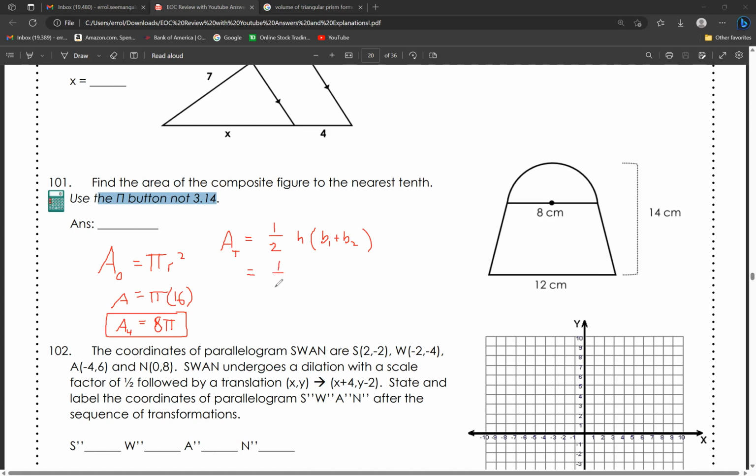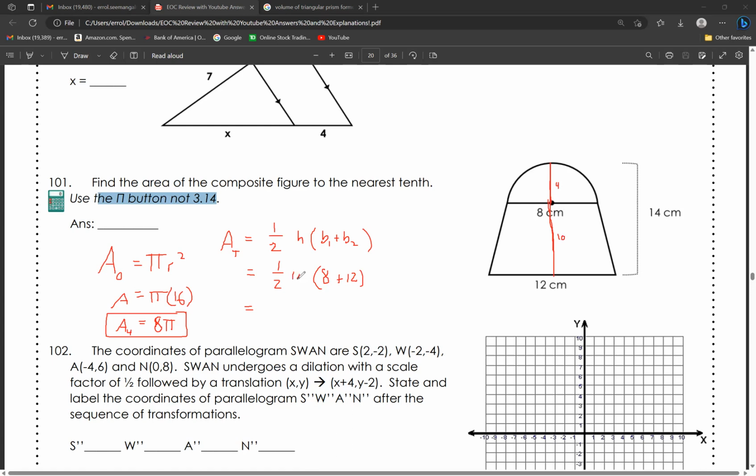All right, so half, base 1 plus base 2 is 20, right? 12 plus 8. Let me write the whole thing. Base 1 is 8 plus 12 in brackets. And then what's the height h? What's this distance right here? This is 4, because this is the 4 radius. So this has got to be 10. So that would be 10 then.